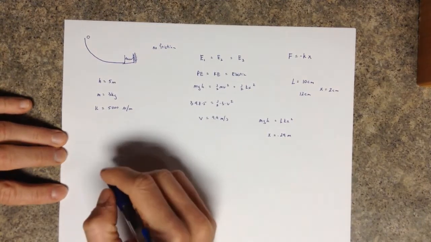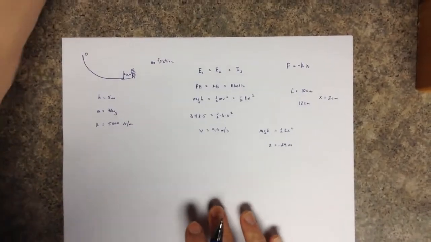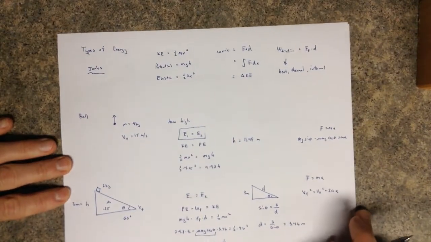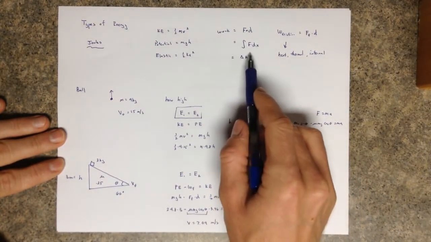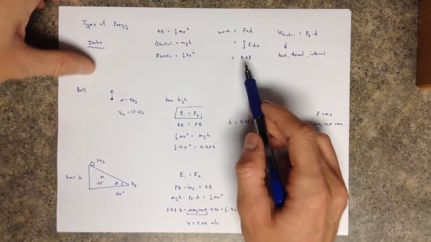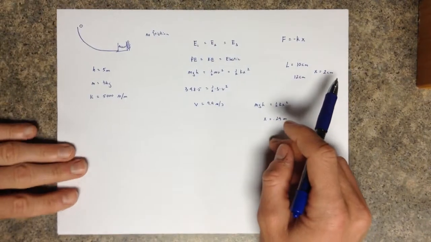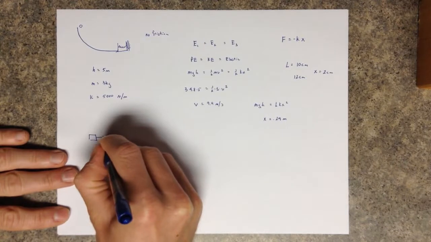Okay, next problem, let's look at the work energy theorem. If you remember, looking back at our types of energy, the work energy theorem says that the work done is equal to the change in kinetic energy. It's key that it's the change in kinetic energy. So right now, let's just take a car and accelerate it, and talk about the energy that is required to do that.